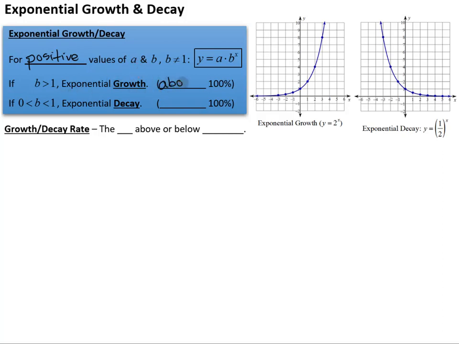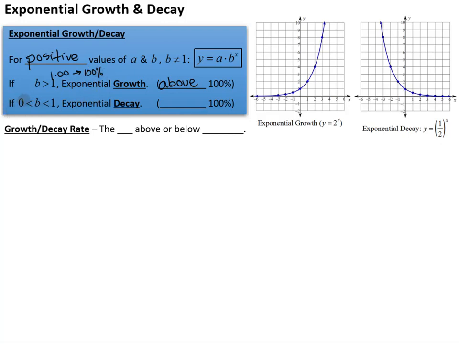Our growth will be above 100%. So we're thinking of 1 here that we're comparing as being equal to kind of 1.00, which is the same as 100%, right? Remember, to go from a percent to a decimal, you'd move the decimal place twice to the left. So 1.00 is equivalent to 100%.